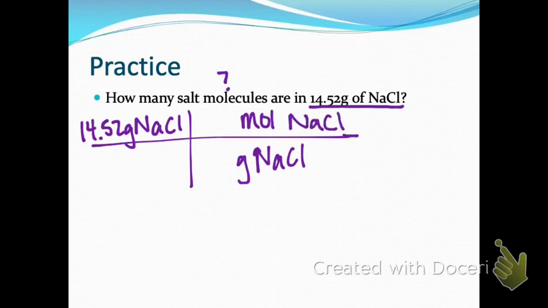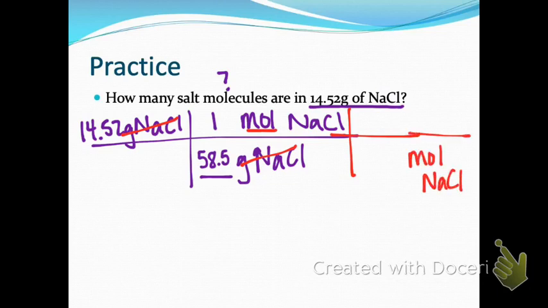Moles gets the 1. What goes with grams always? Molar mass. We've calculated the molar mass of NaCl on a previous problem, but it's 58.5. And so I've canceled grams. Right now I'm in moles. Is that where I want to stop? No. So I need to draw another section to my T-chart, and I need to get rid of moles.